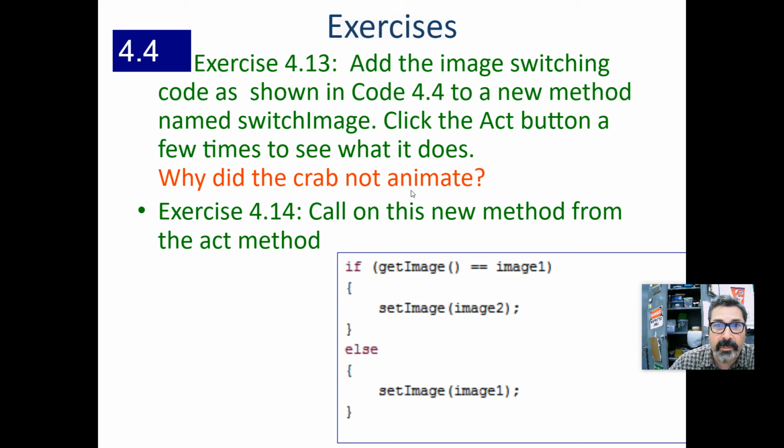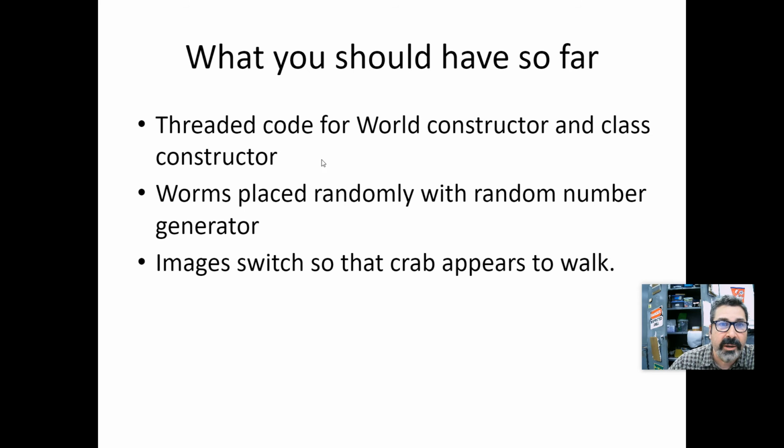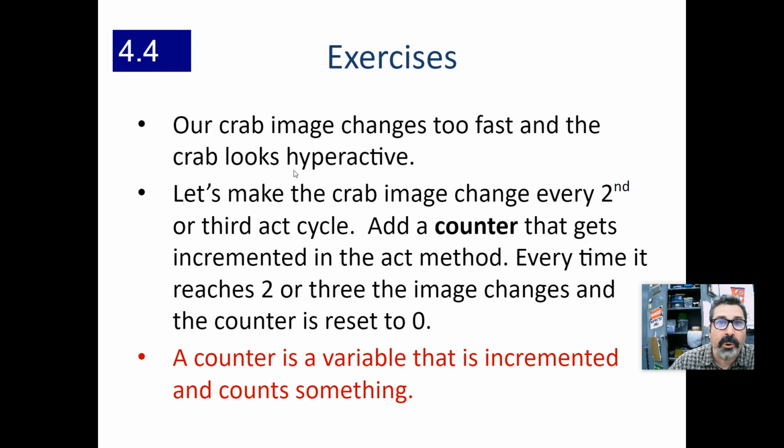Okay, so why did the crab not animate? Because we didn't have a method call in the act method. We added that, and we're good. Here's what you should have so far. You can read that on your own. Our crab image changes too fast, and the crab looks hyperactive. Let's make the crab image change every second or third act cycle.